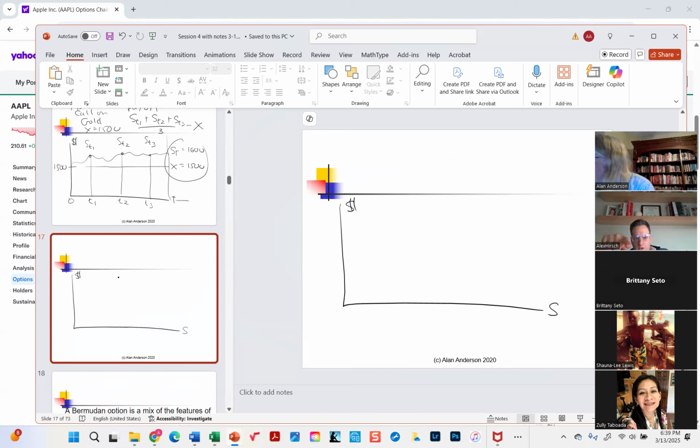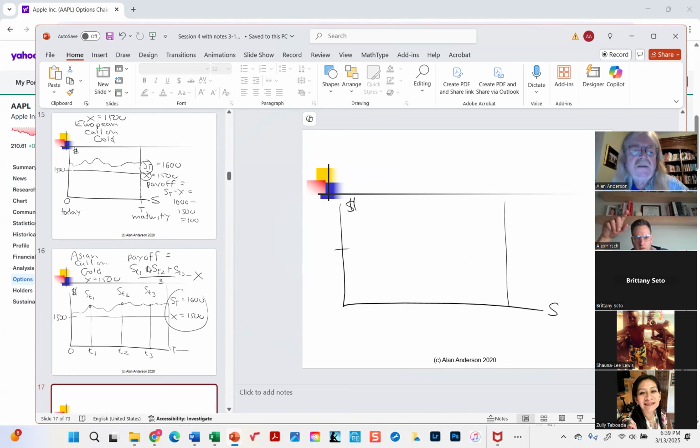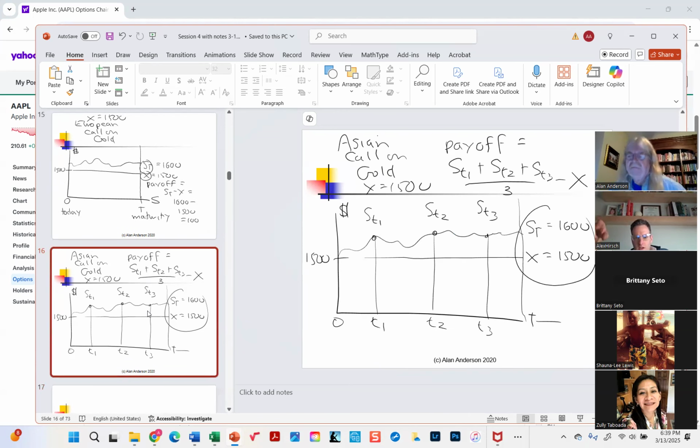Does the price fluctuate from those different time periods in the Asian option? So between 1, 2, and 3, is it just consistently at or above 1,600?